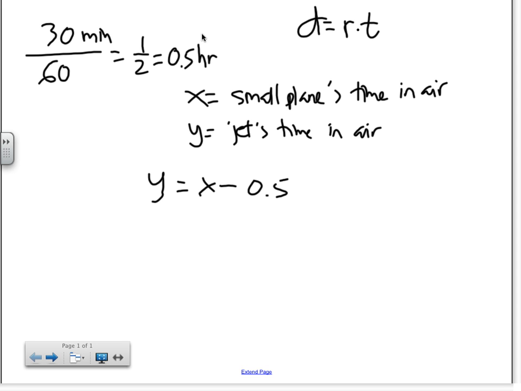Does it make sense? We clearly know that the jet took off half an hour later. That means it had less time. So if you compare x and y, this one is the bigger value, and this is the lesser value, and the difference between the two is exactly half an hour, right? To make it clear, you would do something like this. Is that correct? The time of the small plane minus the jet's time should be half an hour, right? Because this one stayed in the air longer. How much longer? Half an hour longer. That's how we find a difference in time.